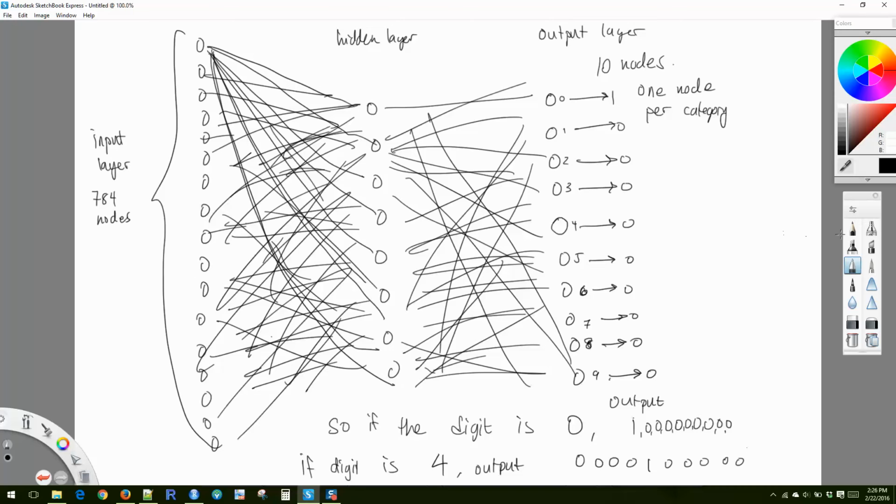So this is how we're going to re-express our data.